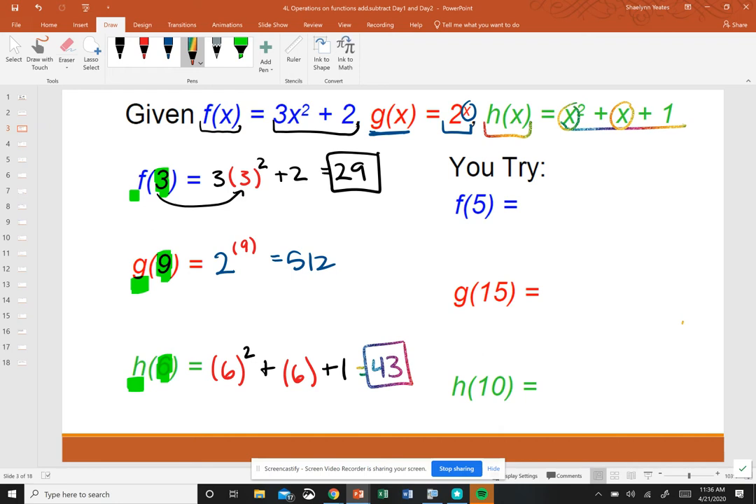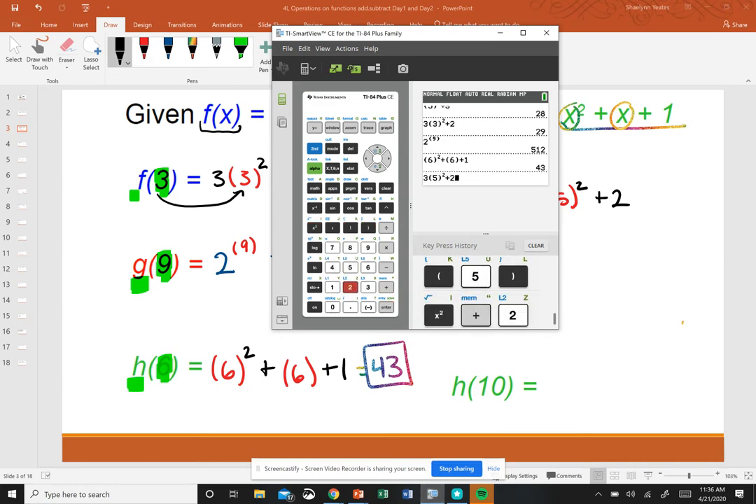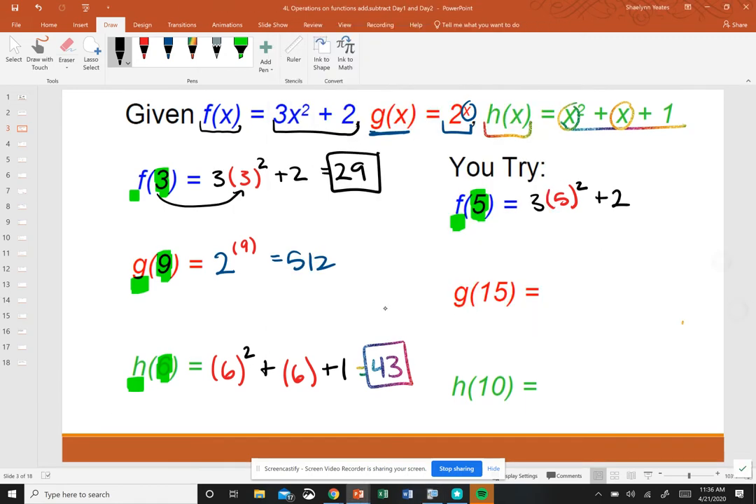All right, so we're going to do this 3 more times. We're going to start with that f function again. So we've got f, and we're plugging in 5. So we're going to look at that f function. And everywhere we see an x, we're going to plug in 5. So this is going to be 3, parentheses 5, close parentheses, squared, plus 2. So I take out my calculator. I do 3, parentheses 5, close parentheses, squared, plus 2. And I get 77.